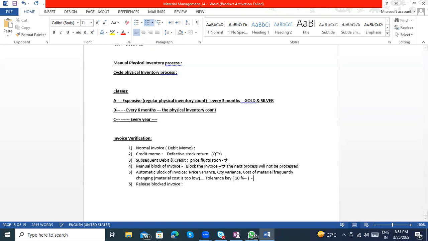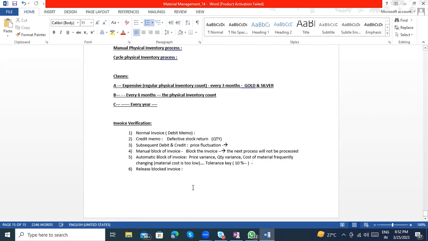There are tolerance keys, like PP and PPR. We have some standard tolerance keys. PP is nothing but a price variance. If it is a 10% price variance, I can accept it. So we have multiple tolerance keys, and based on the tolerance key, we can do it. Each one is separately activated; it is not all together in one.